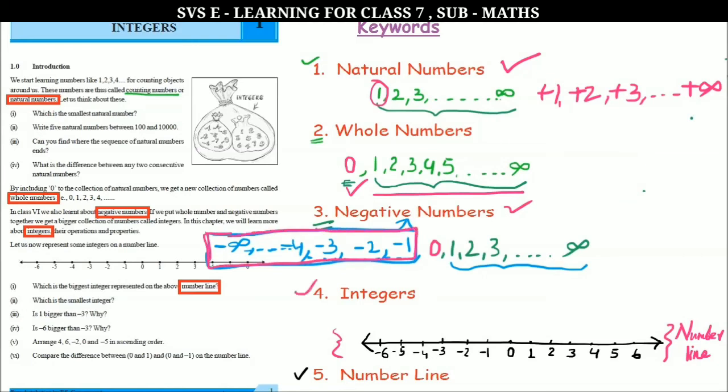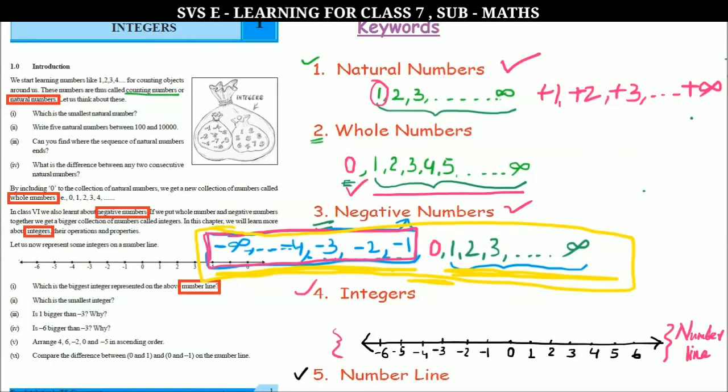And then integers. Integers include negative numbers, positive numbers, and 0. So the whole set of negative numbers, positive numbers, and 0 is known as integers. Then we have seen how to create a number line.